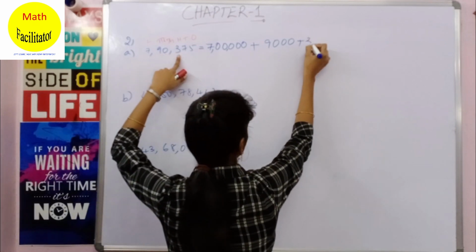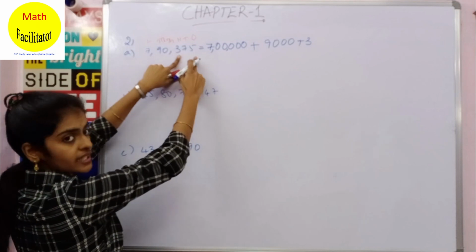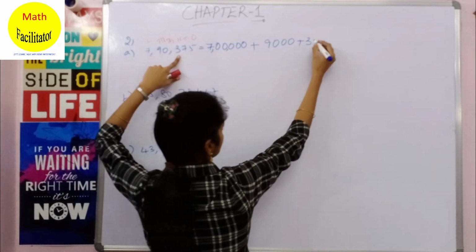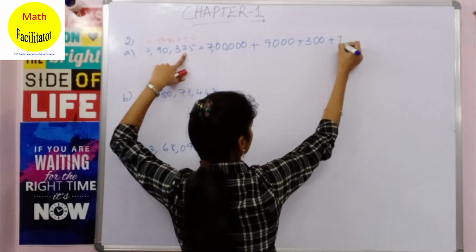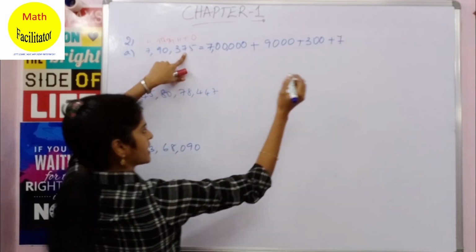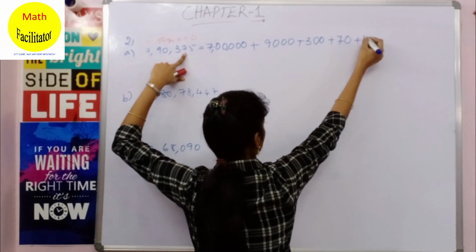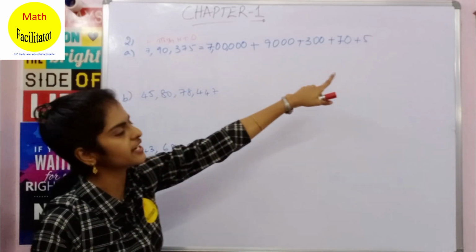You have 300. So 3, and after 3, how many numbers do you have? 1 and 2. So you will write 2 zeros. Plus, you have 7. After 7, how many numbers do you have? 1 number. So you will write 1 zero. Plus, you have 5. After 5, you don't have anything. So you will write only 5.